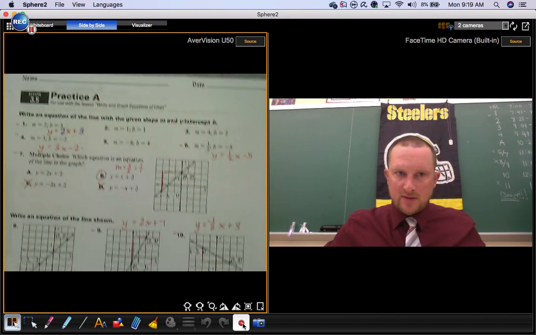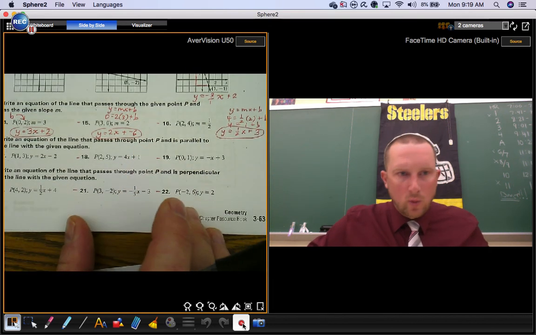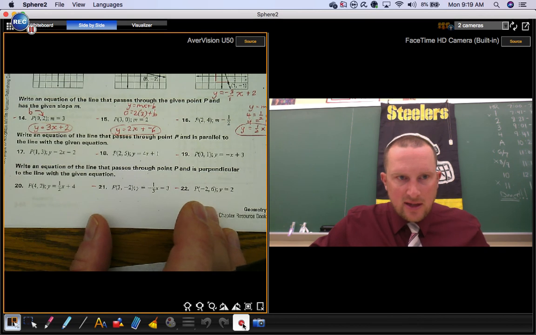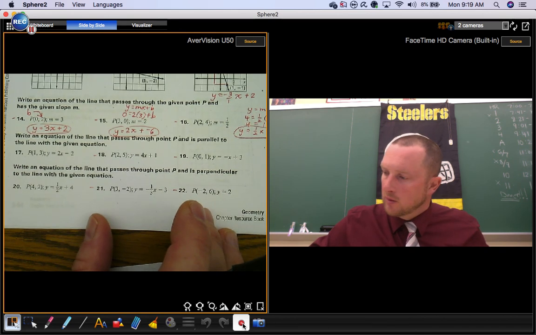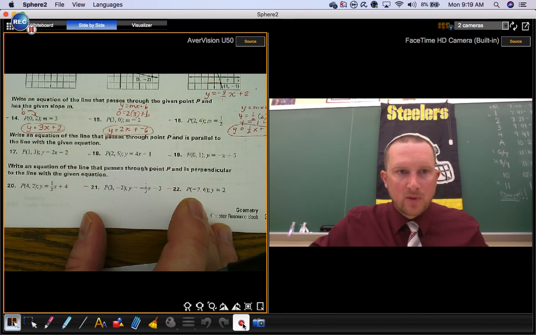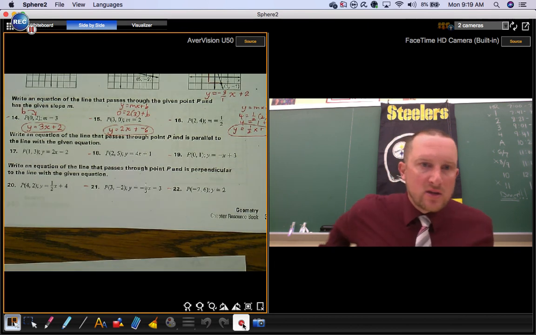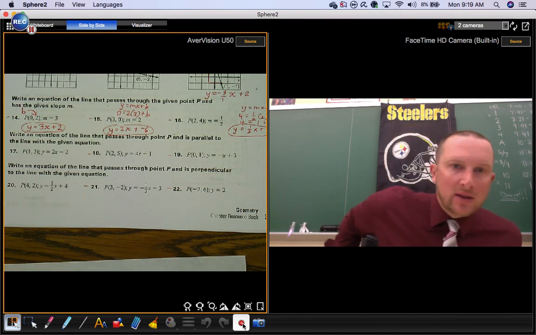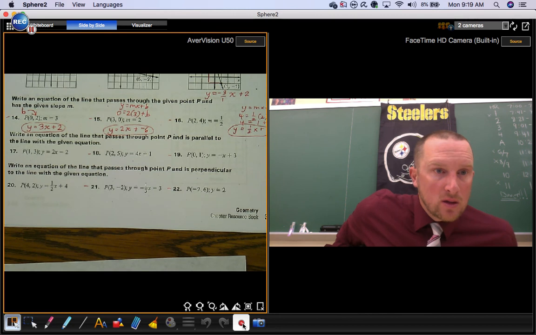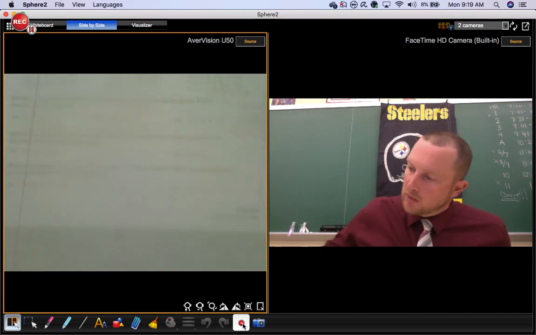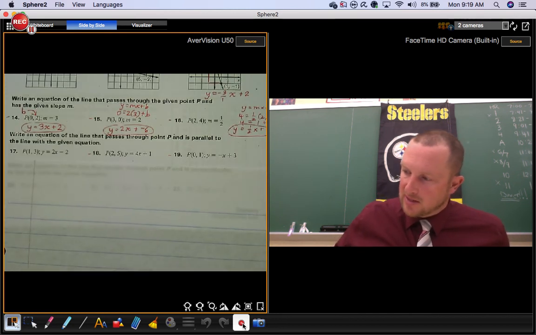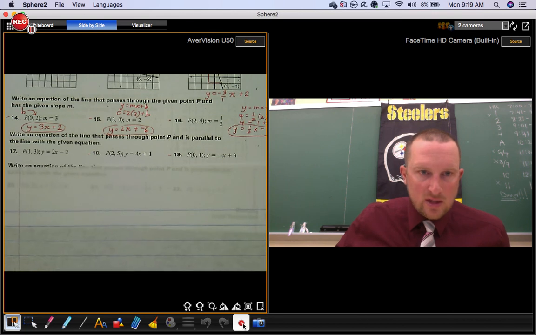This is practice A for section 3.5. We're going to look at the next section down, 17 through 19. We're going to do 18 and 19 together. They ask you to write an equation of the line that passes through the point P and is parallel with the given equation. So this is a lot like the last section, only we're taking it one step further.